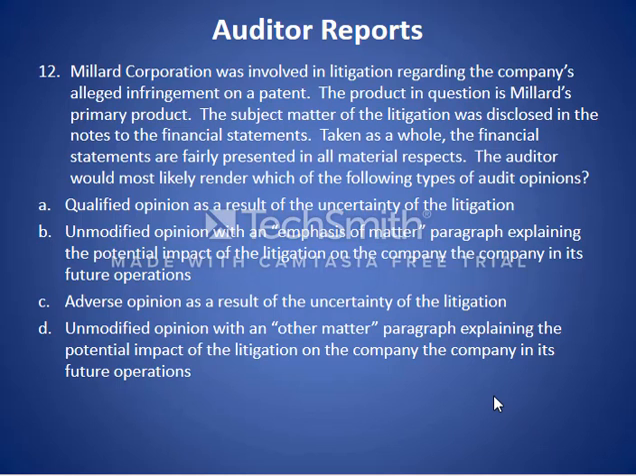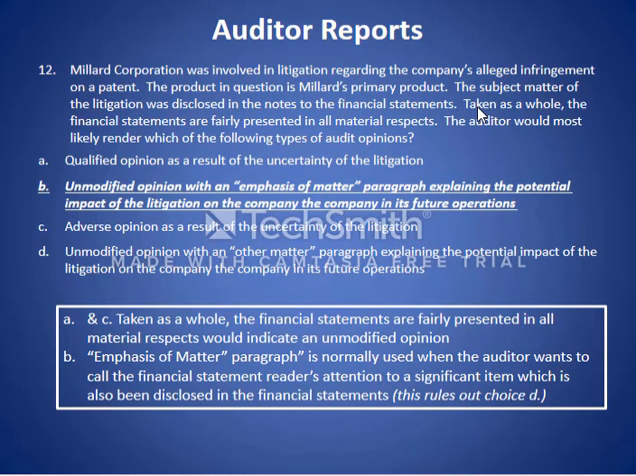Okay, let's go ahead and review the answer. In question 12, the question is, again, the auditor would most likely render which of the following types of audit opinions. And in this case, the answer would be B, unmodified opinion with an emphasis of matter paragraph explaining the potential impact of the litigation on the company and its future operations. And when we look at this, basically what the body of the problem says is, taken as a whole, the financial statements are fairly presented. So that would start out, that's going to result in an unmodified opinion.